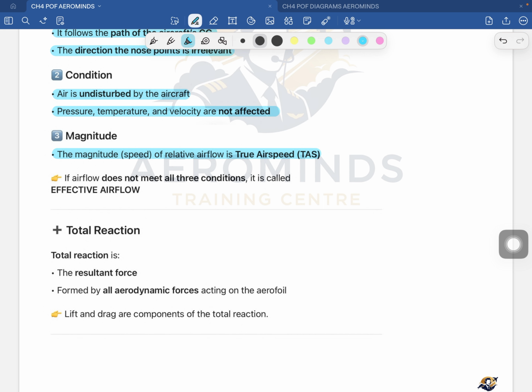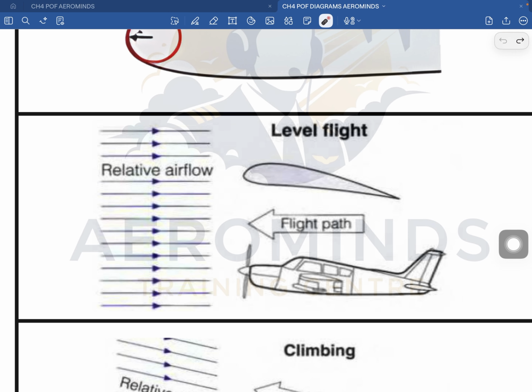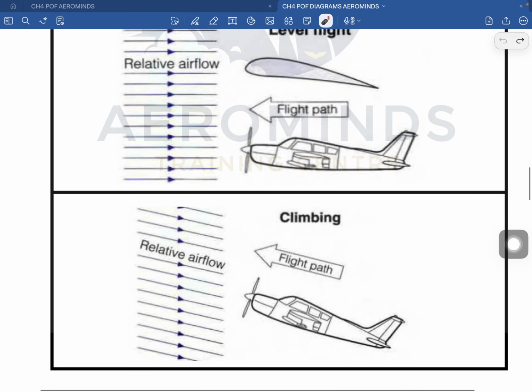Now, listen carefully to this next point. If the airflow does not meet all three conditions, then it is not called the relative airflow. It will be called the effective airflow. Effective airflow is the airflow that is actually acting on the wing after being disturbed by the aircraft's movement and shape. So effective airflow will be somewhat here, and relative airflow is here.